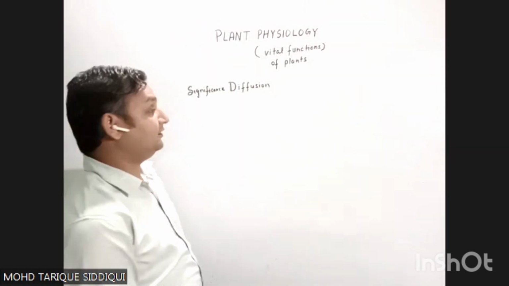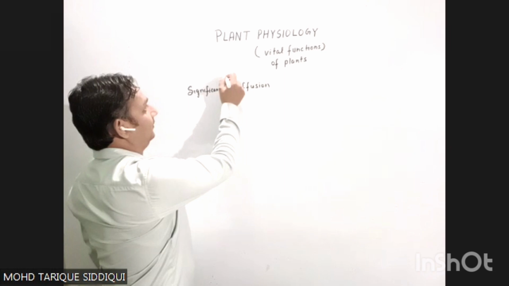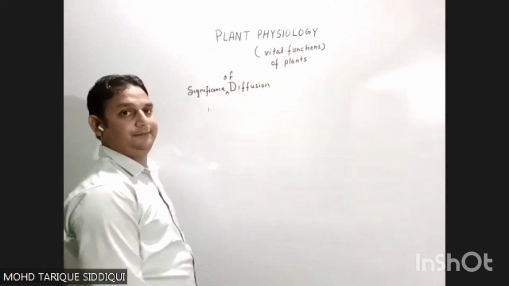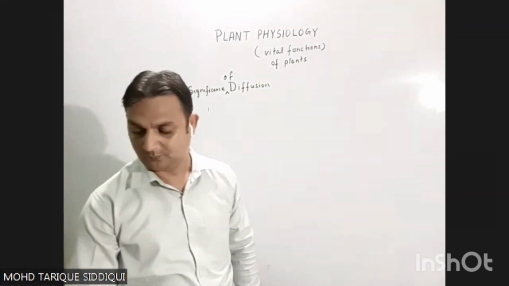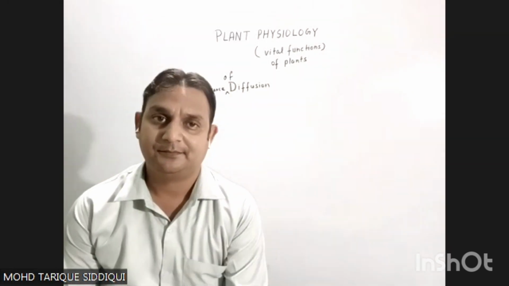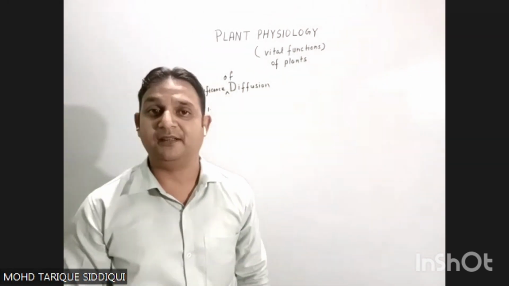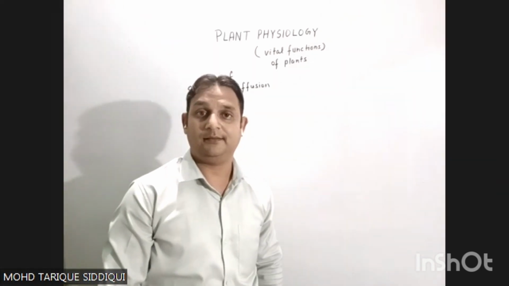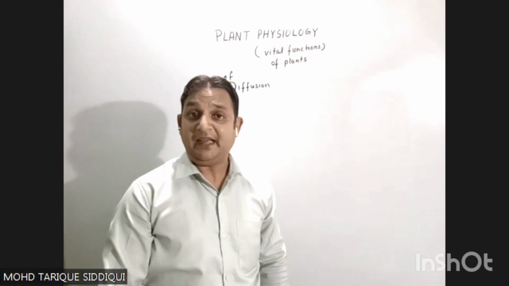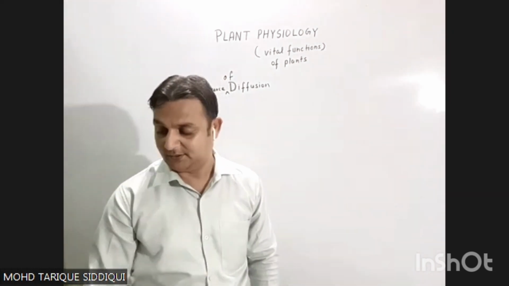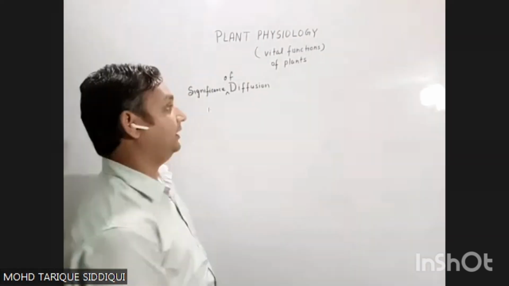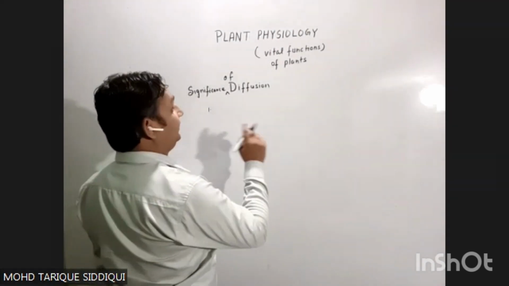So the significance of diffusion. Number one, plant. Yes, of course, the plant absorbs the mineral salts. All right, they are absorbing from the soil. So the plant absorbs mineral salts, molecules or ions from the soil by the root by diffusion.